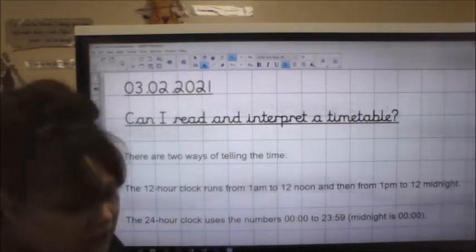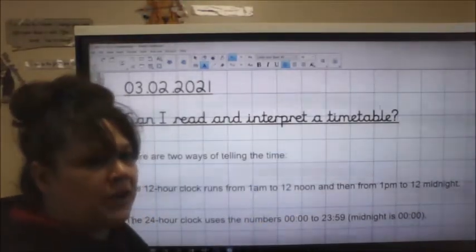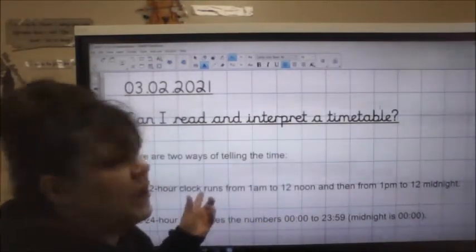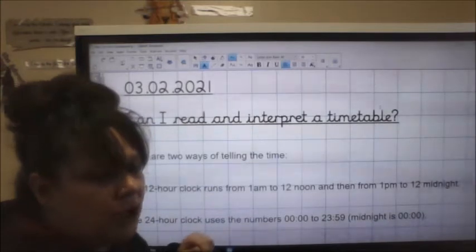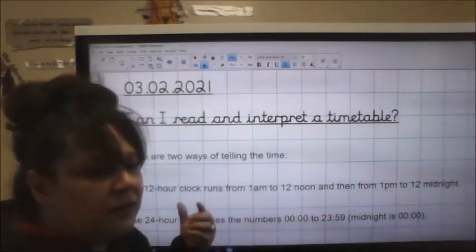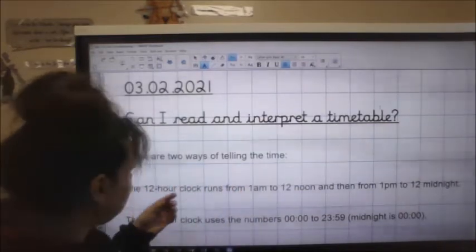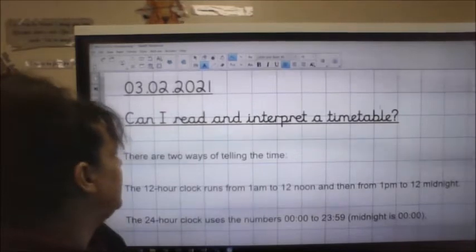So we're going to be having a little look, as the learning question says today, can I read and interpret a timetable? I'm going to be looking at timetables today, and I'm going to be showing you a method of calculating the difference in minutes and hours, etc., using a number line.